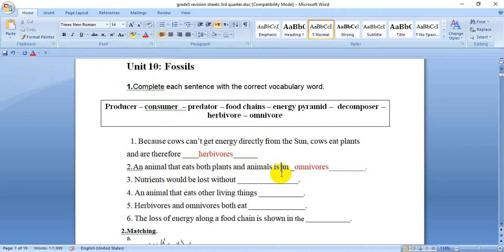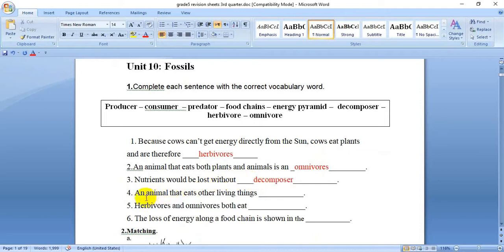Nutrients would be lost without which kind of organisms that can break down dead things and release nutrients back to the soil? What kind of organisms? So this is a decomposer. So we will write here decomposer.